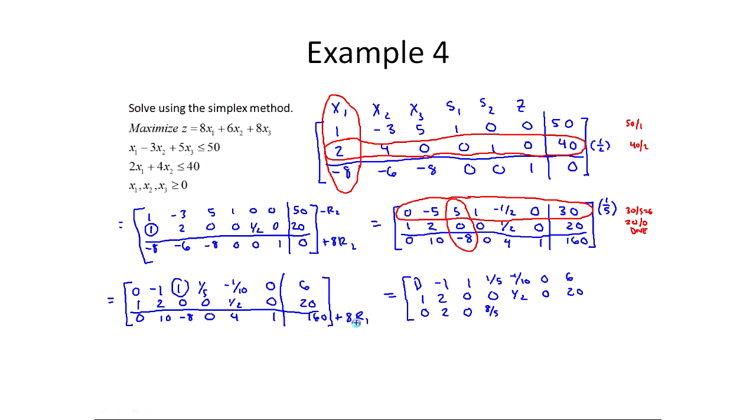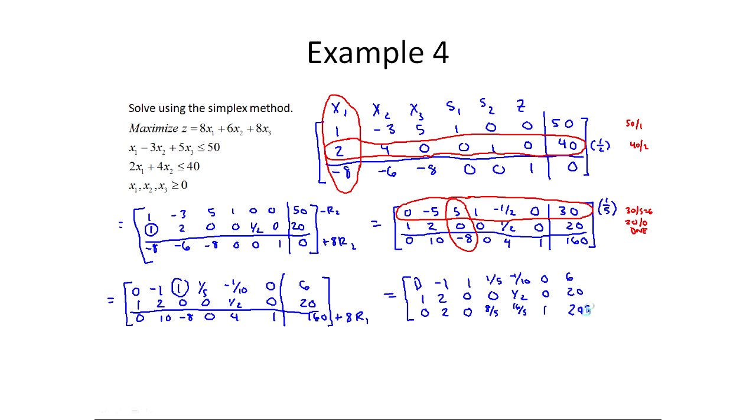Okay, 8 times -1/10 plus 4. I totally did this in the calculator. I got 16 over 5. And then 8 times 0, of course, is 0, so the 1 stays. And 8 times 6 is 48, but then I got to add that to 160. And when I do that, I get 208.